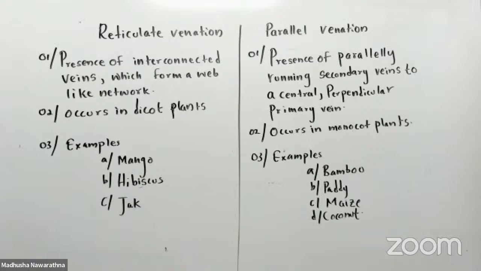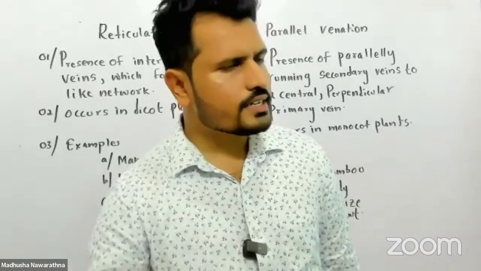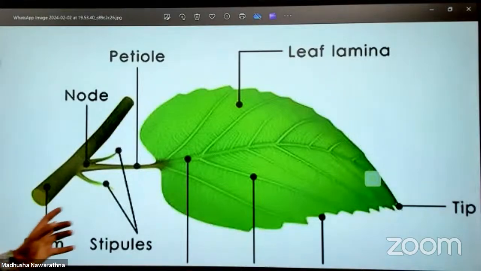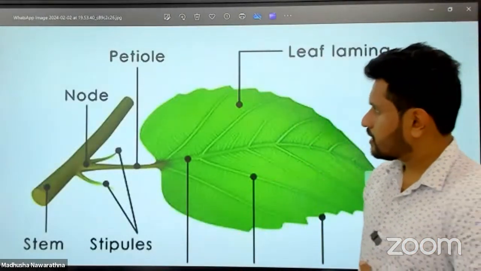Yes, sir. So next we'll discuss compound leaves and simple leaves. Okay, now we can identify different types of leaves based on their characteristics. Now look at this diagram.